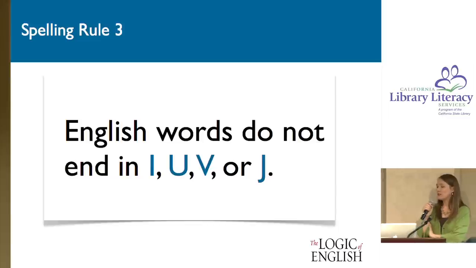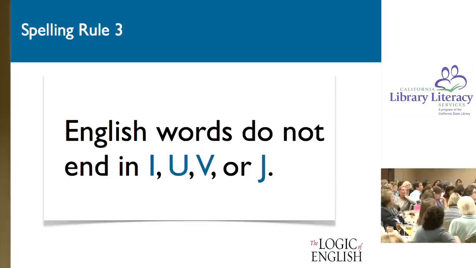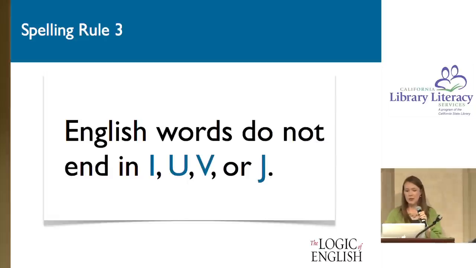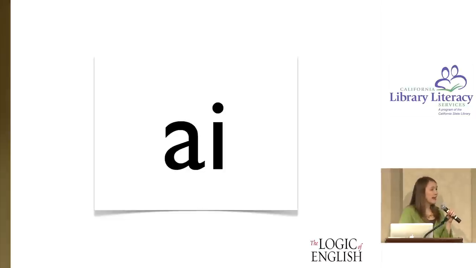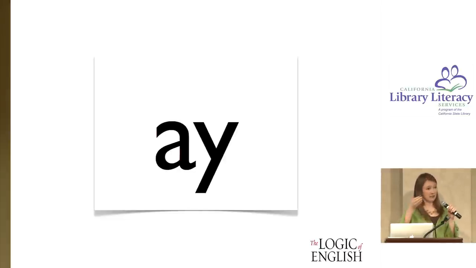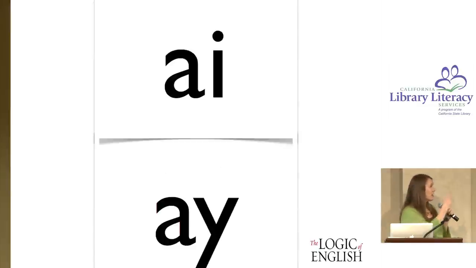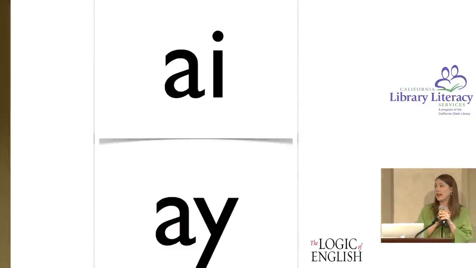Now, I'm going to teach you your first spelling rule. English words do not end in I, U, V, or J. Go ahead and say it with me. English words do not end in I, U, V, or J. Let's apply this rule as we learn a few multi-letter phonograms. The first one I want to teach you is ai. Go ahead. Ai. This is also ay. Ay. So notice we have a pair here, ai and ay. Which one may I use at the end of the word? Why can't I use ai? English words do not end in I.